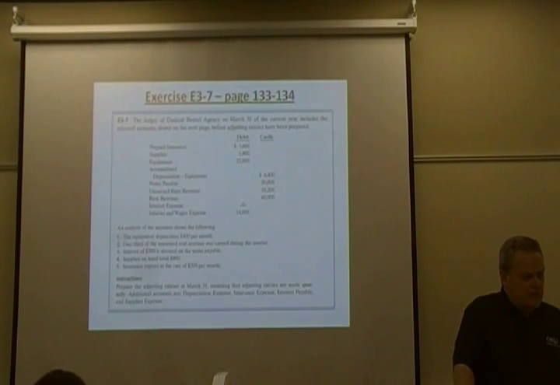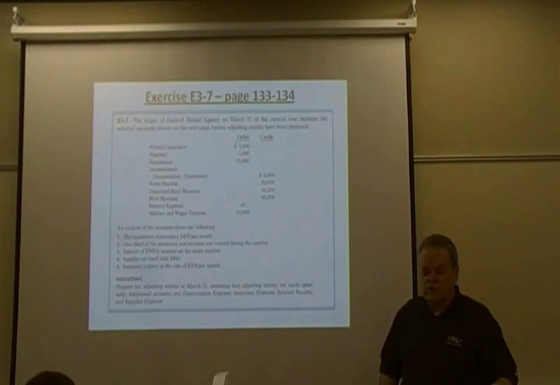An analysis of the accounts shows the following: 5 tidbits of information. Instructions: prepare the adjusting entries at the end of the month, assuming that adjusting entries are made quarterly. So it's at the end of 3 months. These are balances at March 31st before adjustment. We've got 3 months of adjusting entries all rolled into one to make them. If you need some additional accounts, here's a list that you can refer to in the exercise.